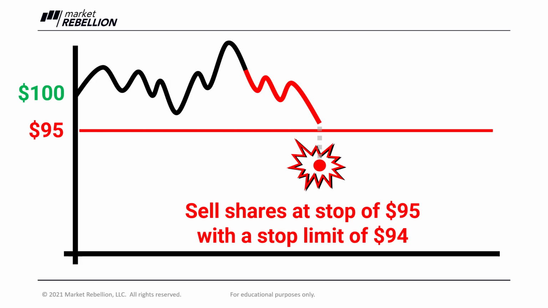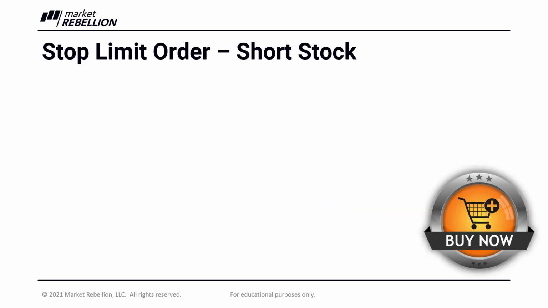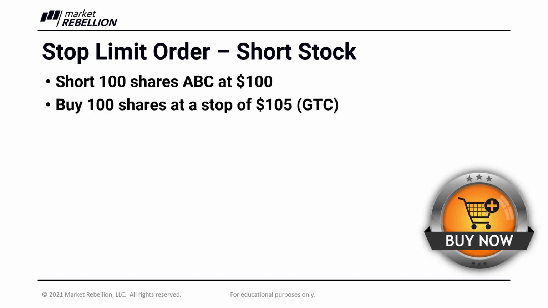You're trying to get out of your position, and what happens if you get these big gaps, you might end up holding the shares. All right, let's take a look at how a stop limit order could help you for short shares. So if you short 100 shares of ABC at 100, you might say, just in case the price rises, let me place an order to buy 100 shares at a stop of, let's say, 105 good till canceled, but with a stop limit of 107. As before, you have named two prices. One here is your stop price at 105. The other is your stop limit price, in this case at 107.